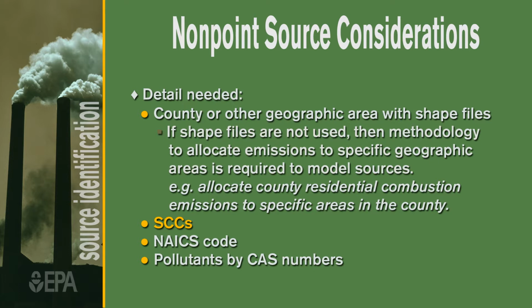We also need source classification codes to identify the type of air pollution process. We need NAICS codes if they're used for industrial processes. And again, we need the emissions that are reported by pollutants with the chemical abstract service numbers. So we've talked now about stationary source emissions. Let's discuss mobile sources.